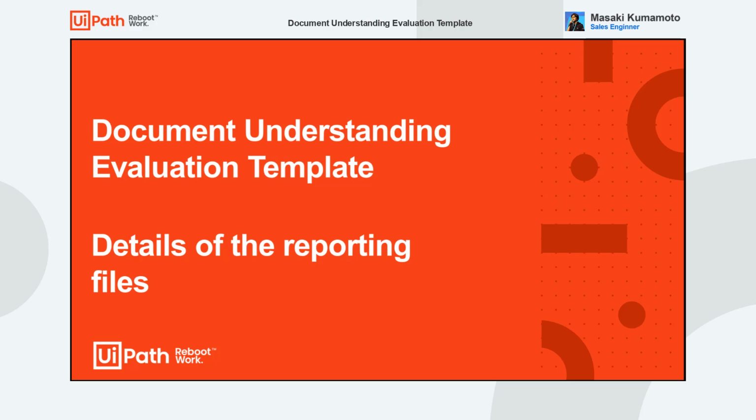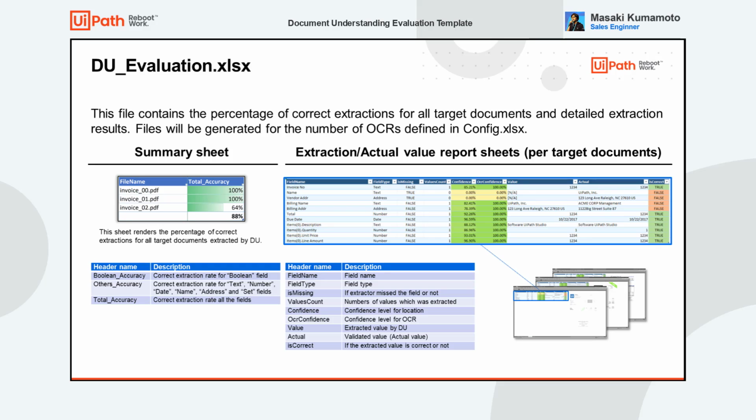This template generates two kinds of Excel file reports. The main reporting files are the DU evaluation Excel files. These files contain the percentage of correct extraction for all target documents and the detailed extraction result. Those files will be generated for the number of OCRs defined in the Config.xlsx file.